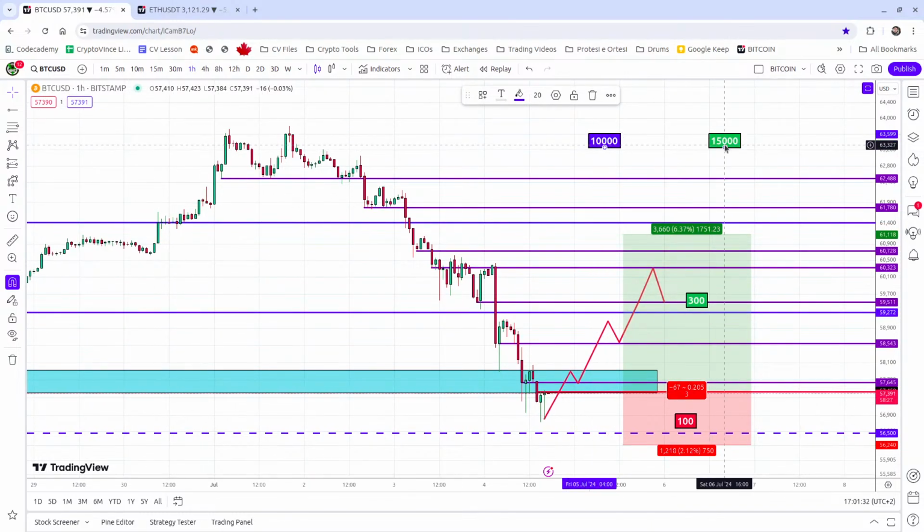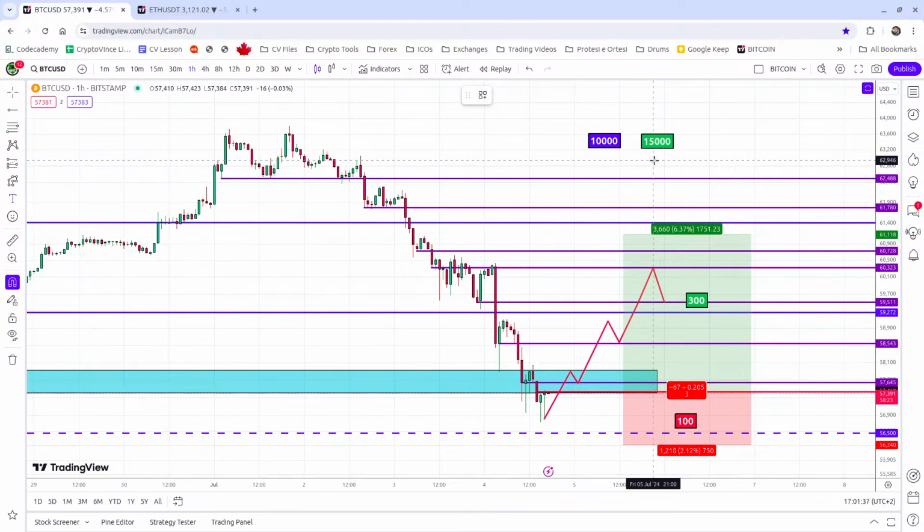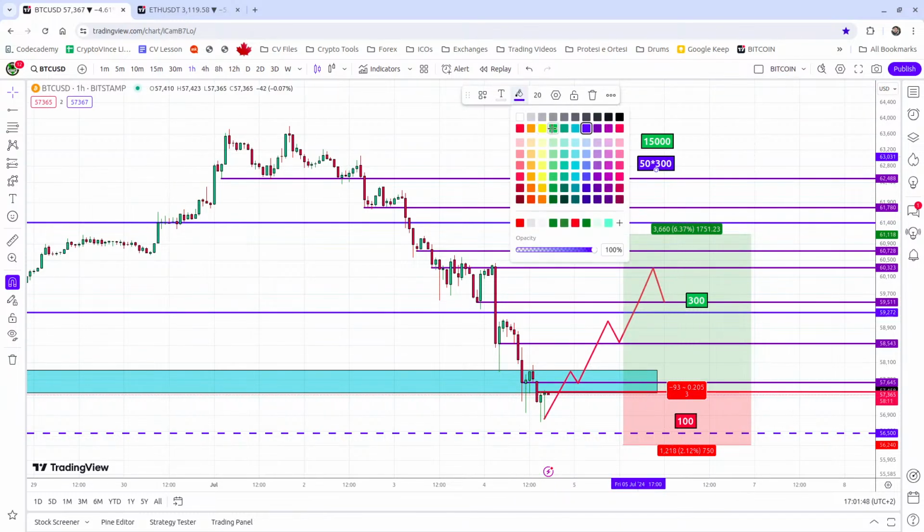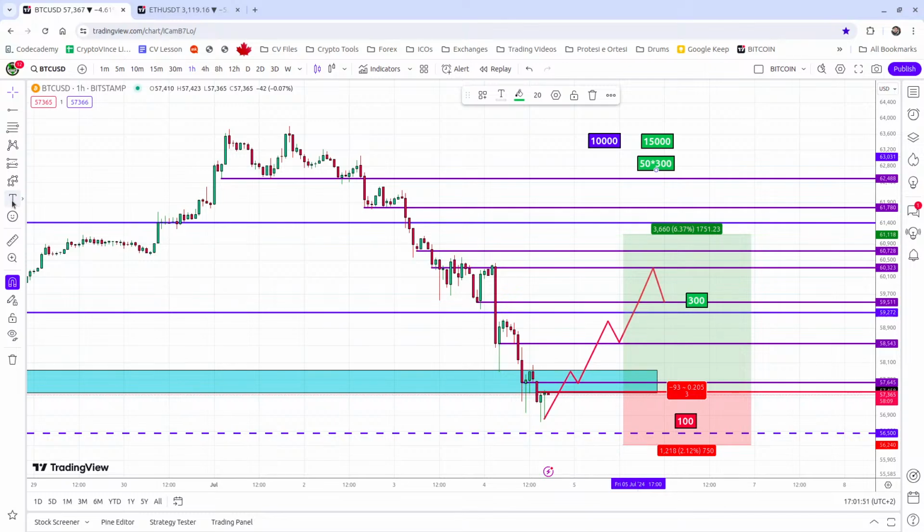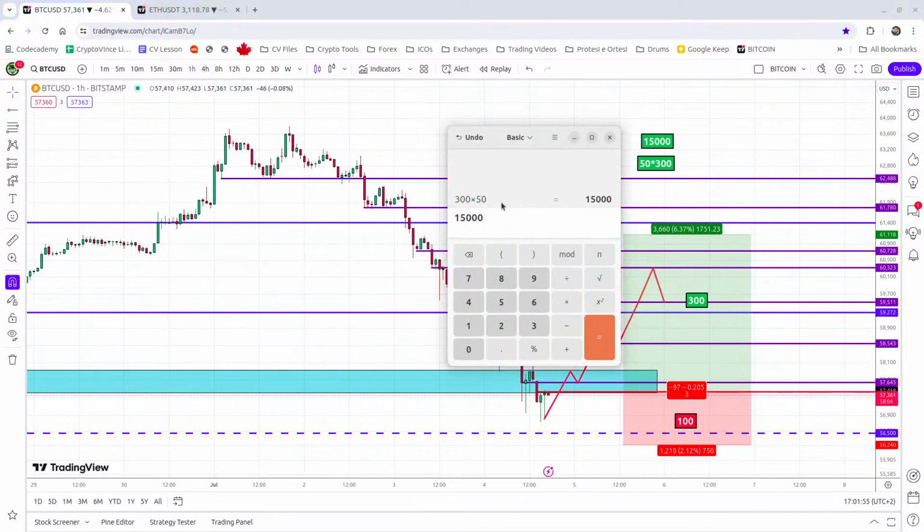So I start with this. I make 50 trades times 300 because I win, right? And then I'm going to assign all the losing trades. As I said, I can lose 50 trades, and for every trade I'm going to lose $100, right? So the total is 5K.